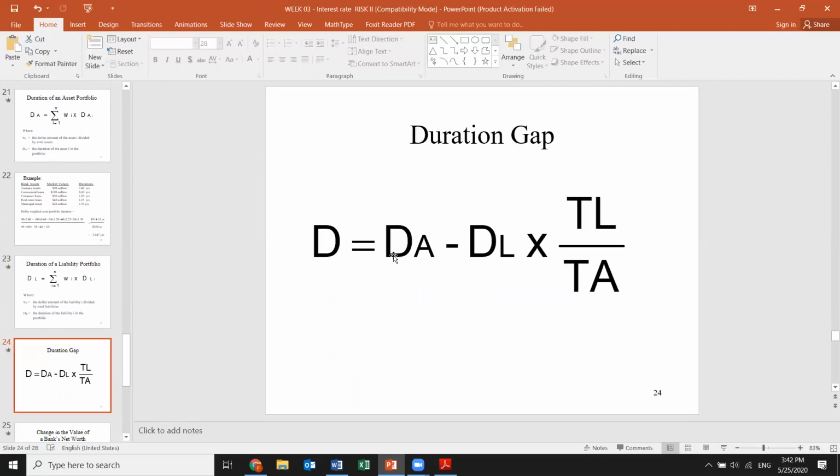So in this way, we can calculate the duration gap. It's the duration of assets minus the duration of liabilities, the weighted averages we calculated now, times the ratio of total liabilities to total assets. That will give us the duration gap.